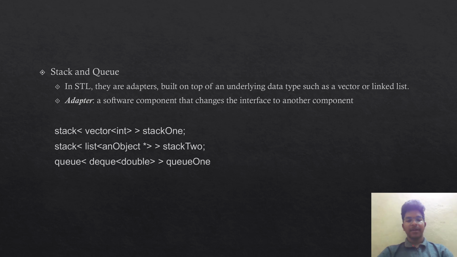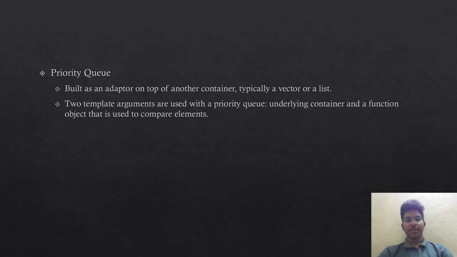Stack and queue. In STL, there are adapters built on top of an underlying data type, such as vector or linked list. Adapter, a software component that changes the interface to another component. Priority queue is built as an adapter on top of another container, typically a vector or a list. Two template arguments are used with the priority queue: the underlying container and a function object that is used to compare the elements.